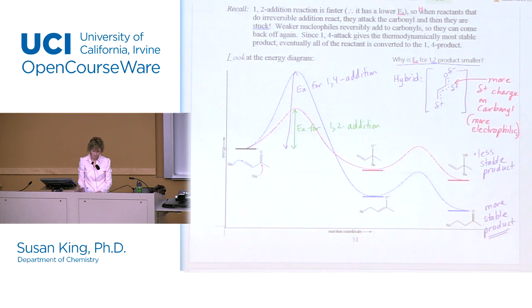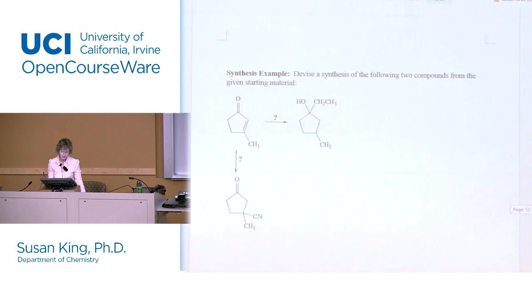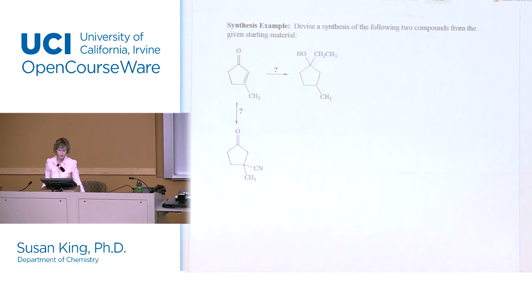All right, so we have one more problem to do. I don't know why I say example 4 here. I think we need to take that 4 off of there, right? Oh, I did. It's in my notes here, but it's not in here. Synthesis example. Okay. So devise a synthesis of the following 2 compounds from the given starting material. And you can see it's not very obvious here.